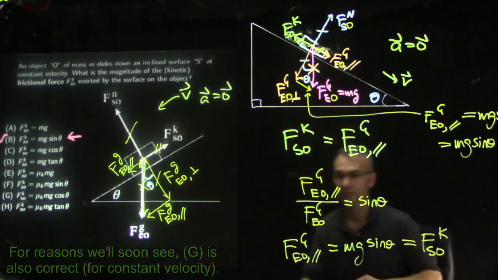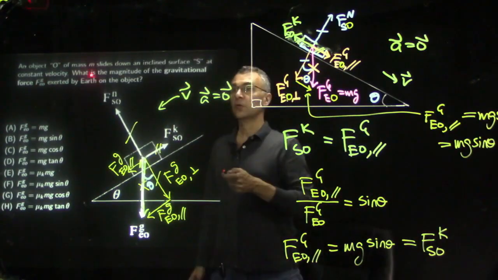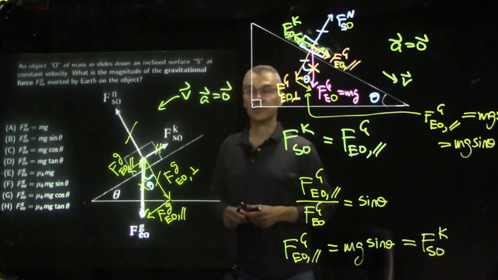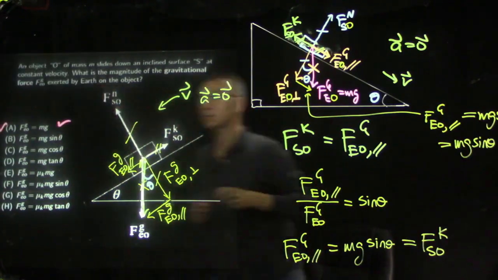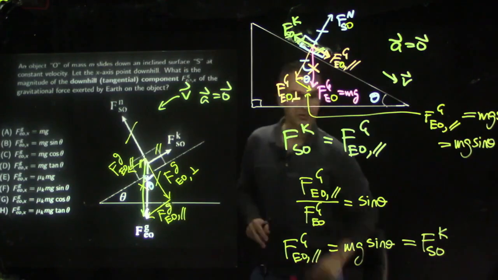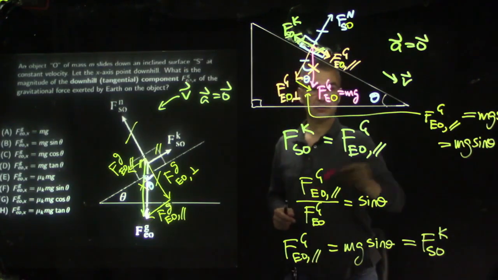Same scenario. What is the magnitude of the gravitational force exerted by Earth on the object? Well, I think it's just mg. What is the magnitude of the downhill, that means tangential or parallel, component of the gravitational force exerted by Earth on the object? So that's basically asking about this thing, the parallel component of the gravitational force by Earth on the object, and it is mg sine theta.